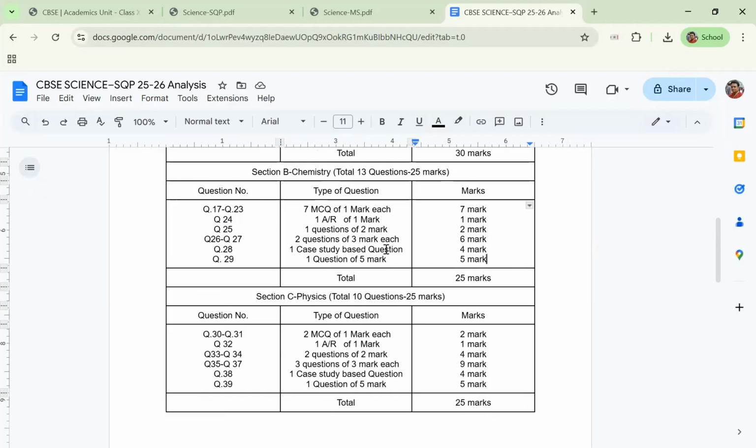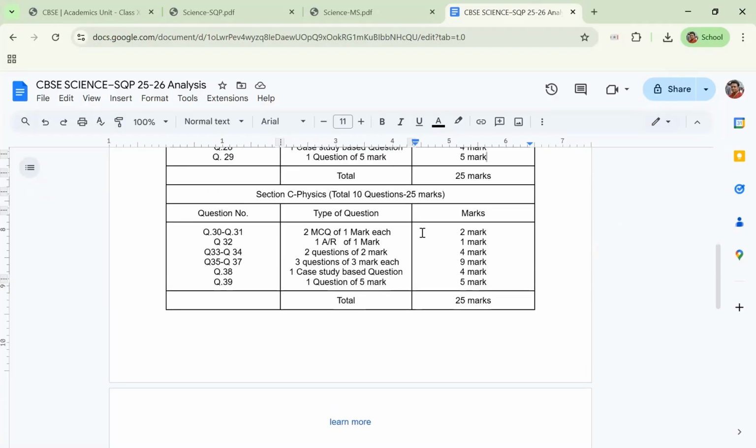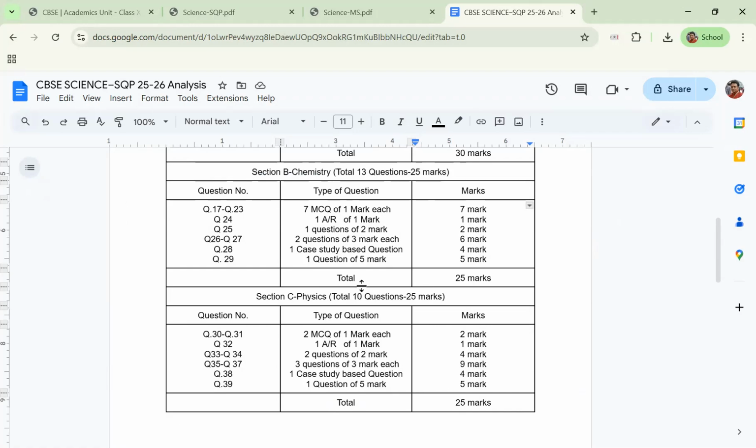There are internal options also available as per the sample question paper. You can refer to that. Coming up to the last one, which is section C, physics. There are a total of 10 questions, 25 marks.